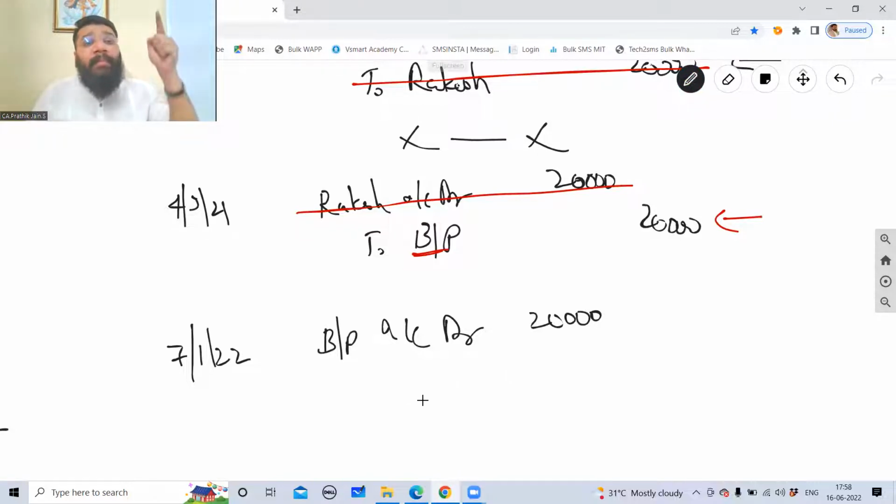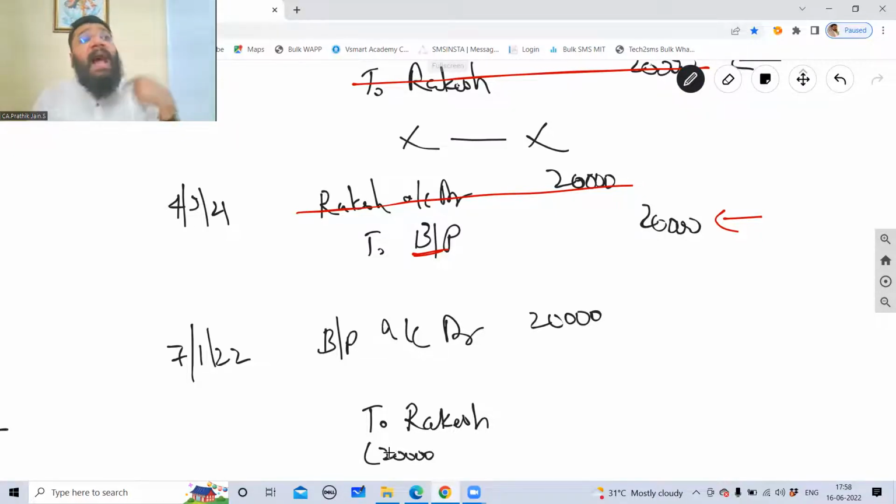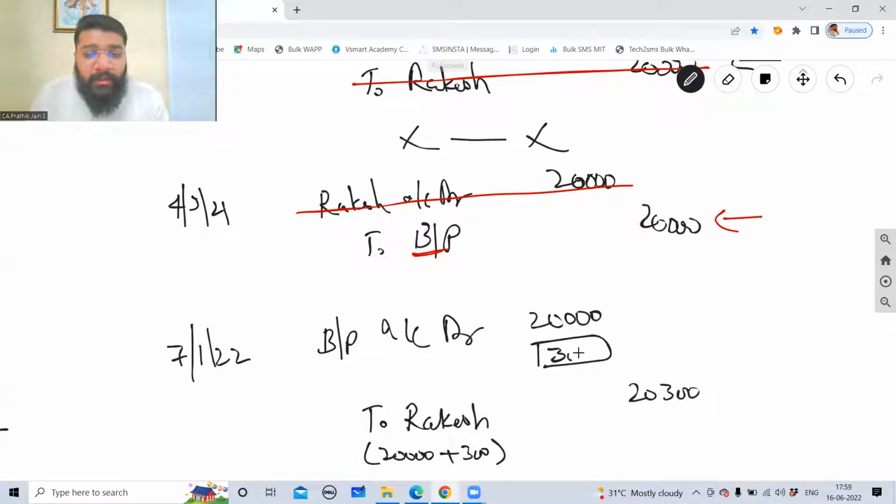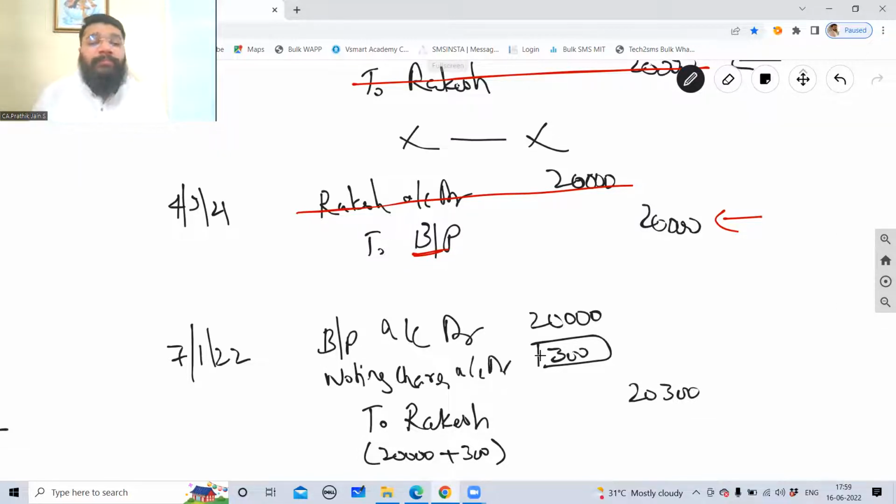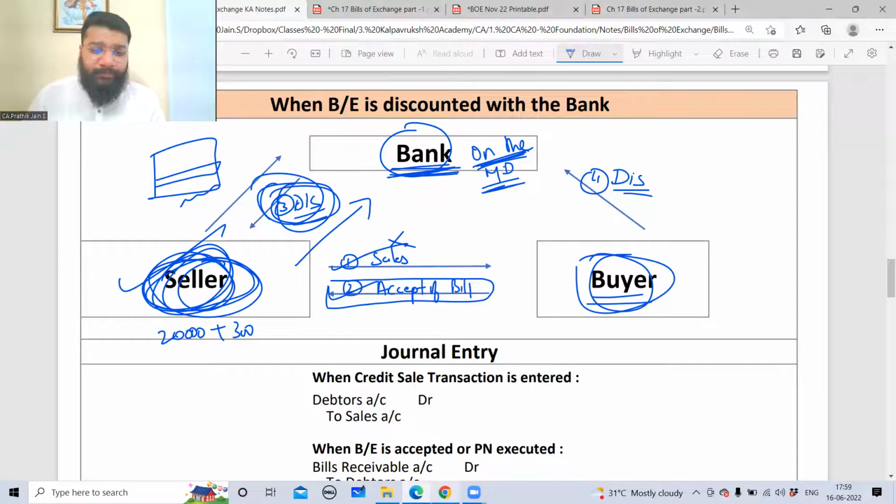Now I need to make payment to whom? Rakesh. Now will you pay only 20,000 to Rakesh? Because Rakesh will say that, boss, because of your mistake, I have paid 300 rupees to the bank and the bank has paid that to the notary public. Therefore, you have to pay me now 20,300. So from Rakesh will recover 20,300. So in debit, 300 is nothing but noting charges. The person who is at default, he will record the noting charges. He will bear the noting charges. That's all, guys. Only 3 entries. That's all.